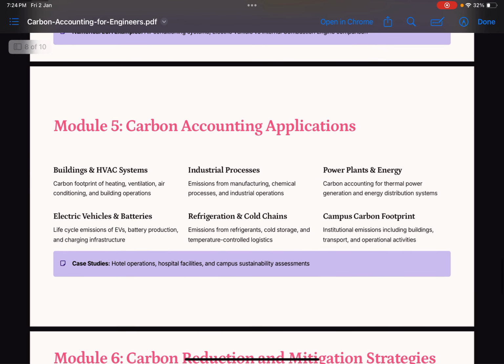In module 5, we would try to cover carbon accounting for certain specific, very relevant cases like buildings and HVAC systems, or some industrial processes involving manufacturing, or some chemical industry, power plants, EVs, that is electric vehicles, cold chains, or the carbon footprint of some campuses. So, all in all, we would be talking about very real life applications for carbon accounting. That would be module 5.